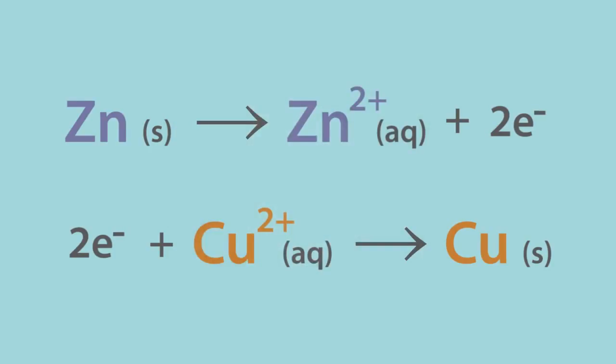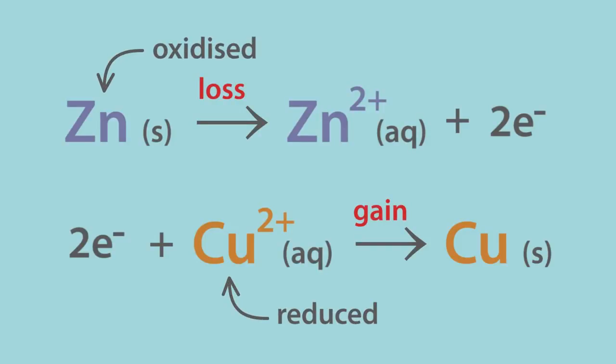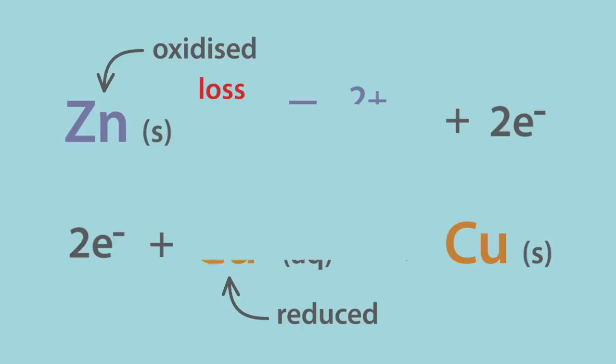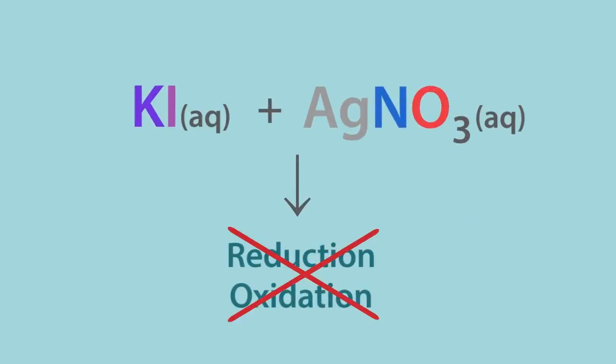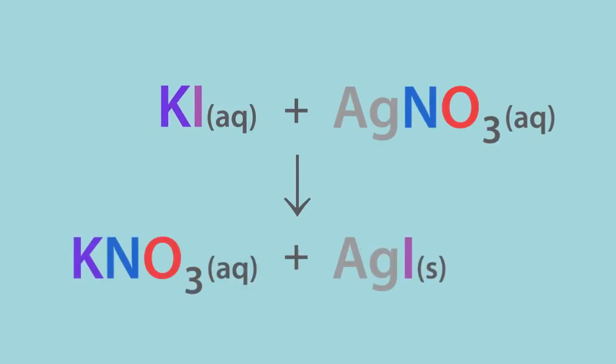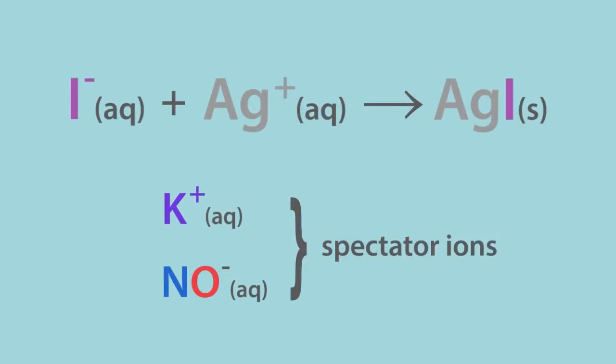Zinc loses 2 electrons and copper gains 2 electrons, so the copper ions are reduced and zinc metal is oxidized. Did you work that out? Some ionic reactions do not involve reduction or oxidation, but involve swapping spectator ions, like this. In this reaction, the potassium and nitrate ions are spectator ions.